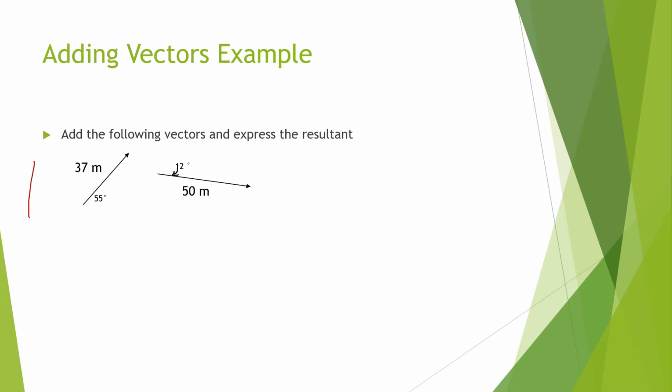Just like always, first thing I need to do is define my frame of reference. I'm going to use the standard positive y up, positive x to the right. And then I'm going to break my components of each of the two vectors. I'm going to do the horizontal component in blue, and let's do the vertical component in green.